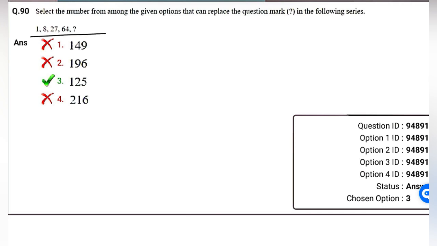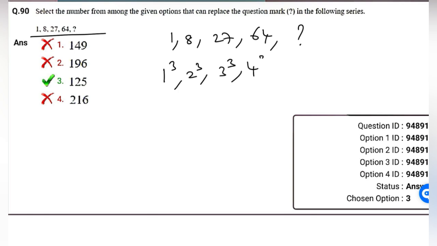Here the series is 1, 8, 27, 64 and question mark. Here the logic is like 1 cube, 2 cube, 3 cube, 4 cube, and obviously next in the series is 5 cube, which is 125.